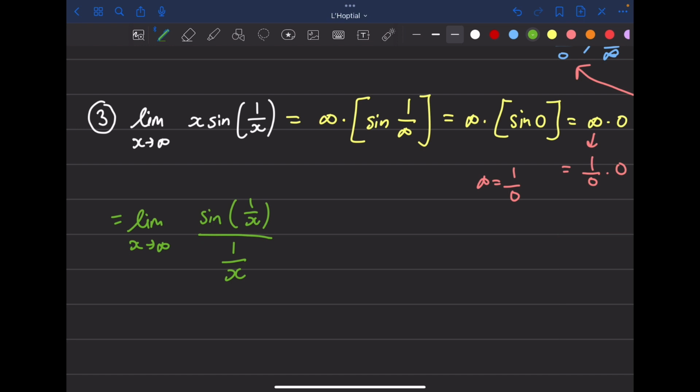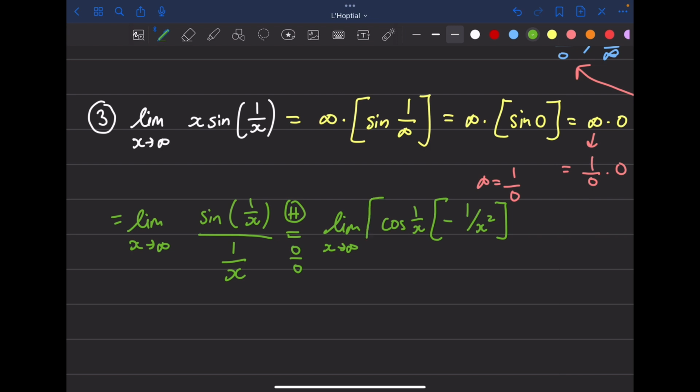So now I can say that this will be equal to, using L'Hopital's rule of 0 over 0, we know that the derivative of sine of 1 over x is the exact same as, so first let me write the limit. So limit as x approaches infinity. But yeah, so the derivative of sine of 1 over x will be equal to cosine of 1 over x times negative 1 over x squared.